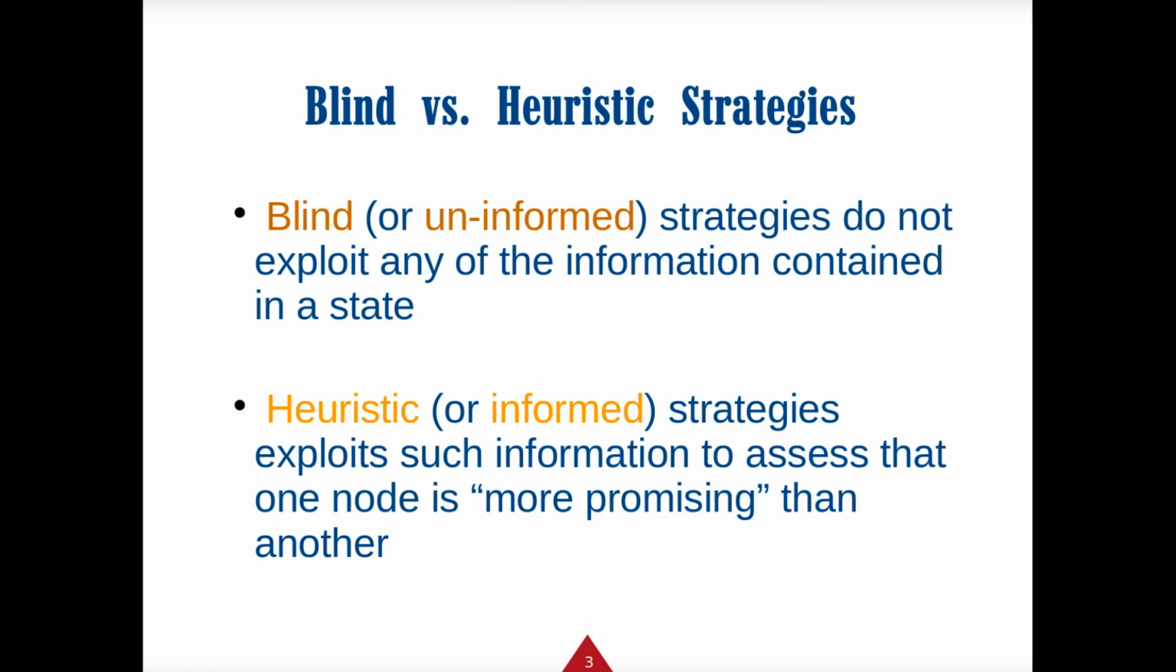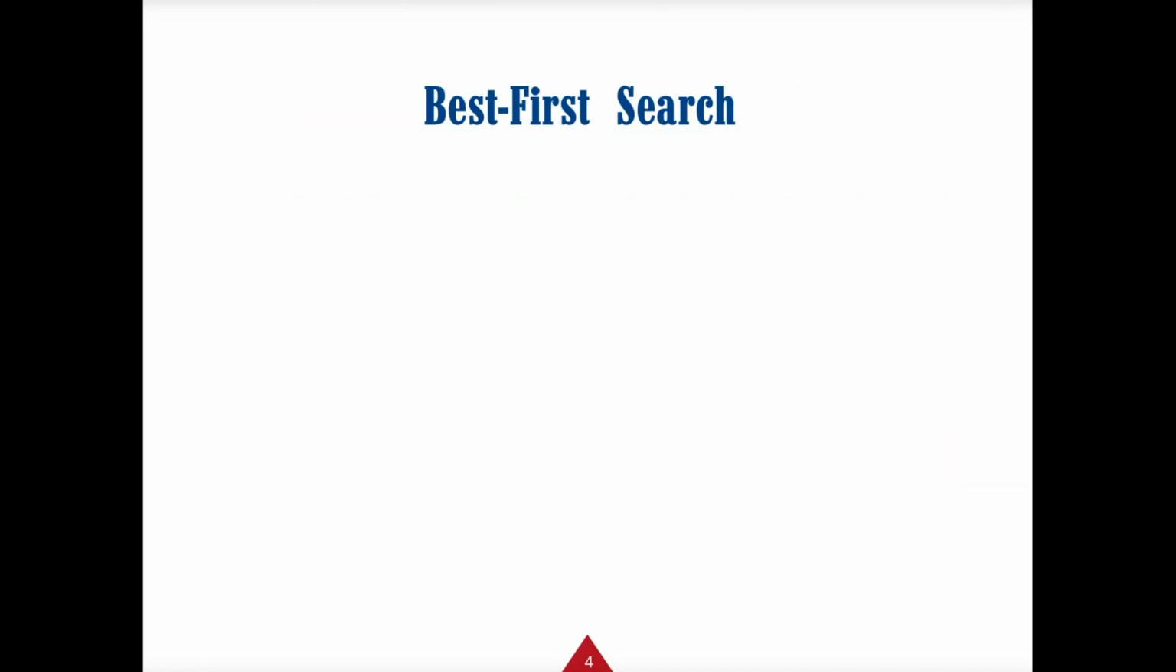In other words, blind or uninformed strategies basically don't use any information. They kind of just say, I don't know where I'm going, but I'll find a way to get there as long as I don't go back. Whereas a heuristic search associates a value with each state or each node, trying to find the best possible way to get to something.